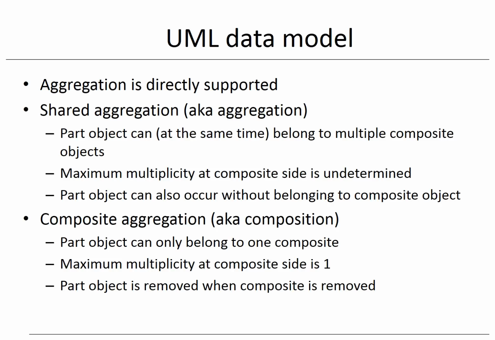Two types of aggregation are possible in UML: shared aggregation and composite aggregation. In shared aggregation, the part object can simultaneously belong to multiple composite objects. In other words, the maximum multiplicity at the composite side is undetermined. The part object can also occur without belonging to a composite object. A shared aggregation thus represents a rather loose coupling between both classes.